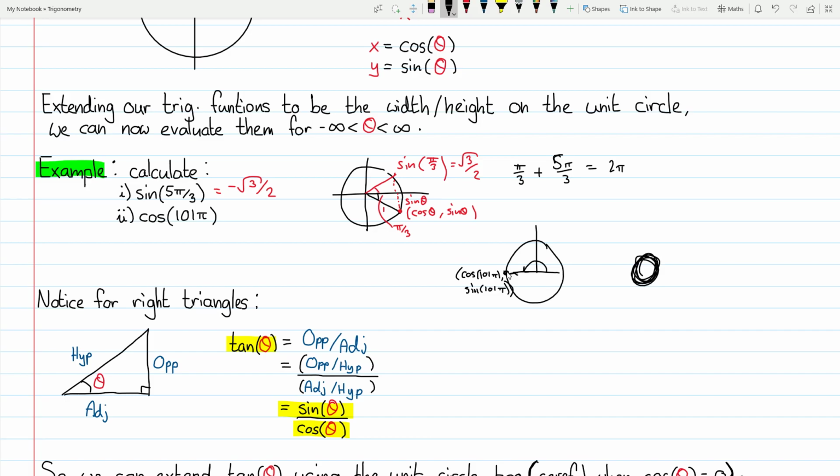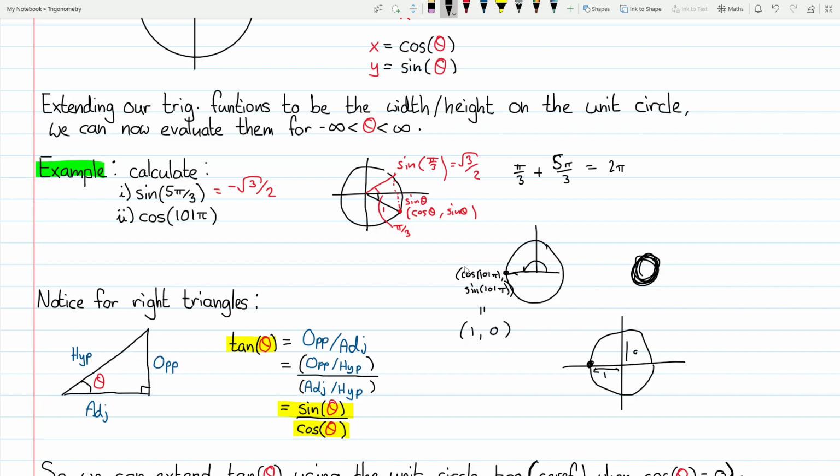And to find the x-coordinate, you can almost see that if we have a unit circle with radius 1, and we want to find this x-coordinate, well, this length's 1. This height's going to be 0, because it's on the x-axis. So this coordinate is simply going to be (1, 0).